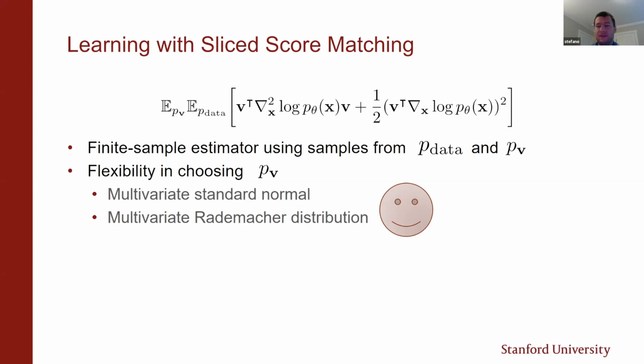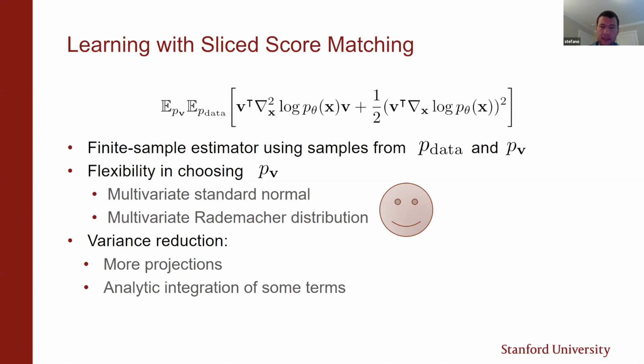There are other ways to reduce the variance of this estimator. You can of course take more projections, but that will also increase the computational cost of the algorithm. And it turns out you can also analytically integrate some of these terms, which might or might not reduce the variance of the resulting estimate.